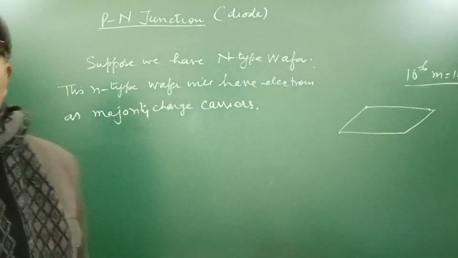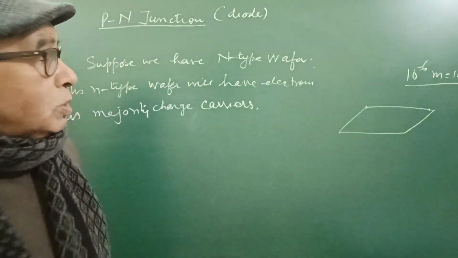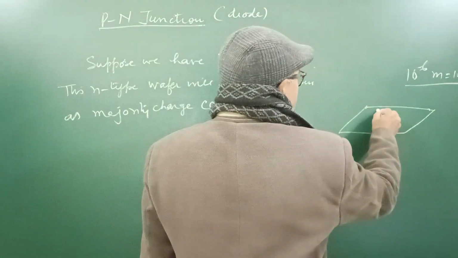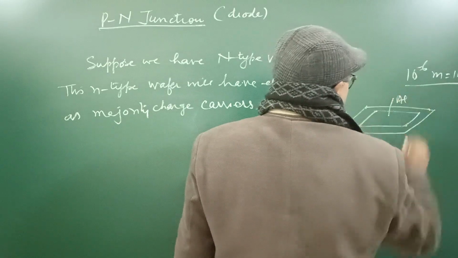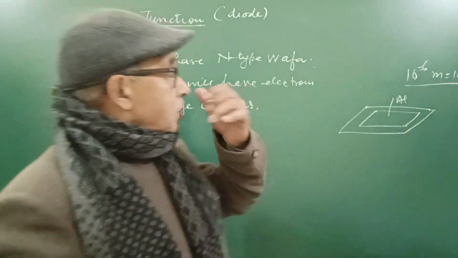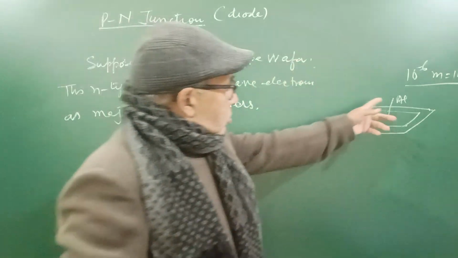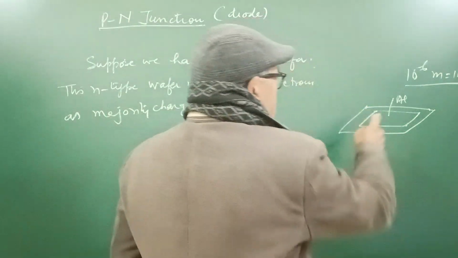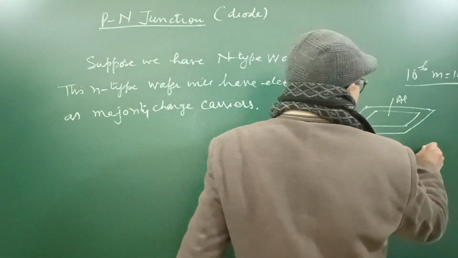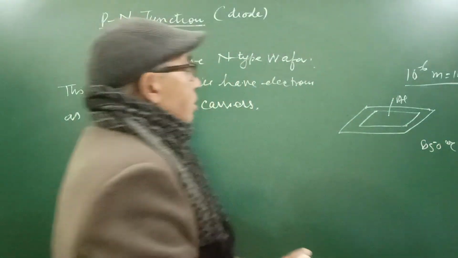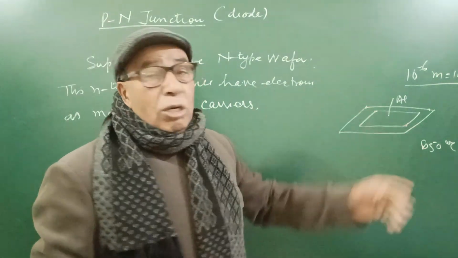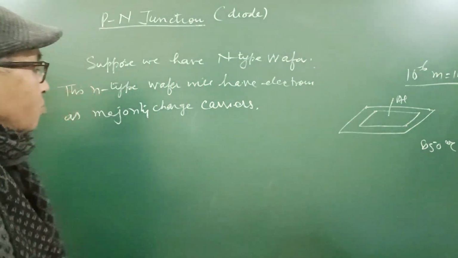Holes will be there, but holes will be a minority, I have told you. Now we place an aluminum sheet over this and heat the aluminum sheet on this wafer to nearly 850 degrees centigrade. Then due to diffusion, some aluminum atoms get diffused.